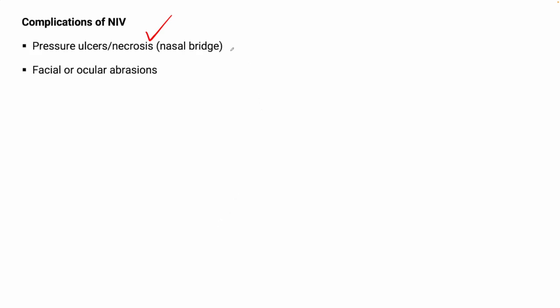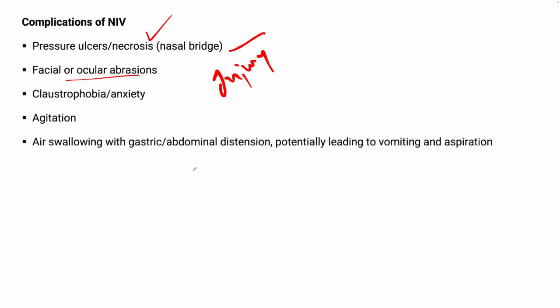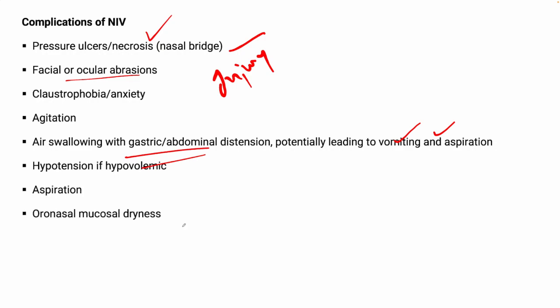Now what are the complications of NIV if you provide it? One is pressure ulcers or necrosis. Another is facial or ocular abrasions, that is injury. Claustrophobia or anxiety, agitation. Air swallowing with gastric or abdominal distension, which will lead to vomiting or aspiration. Hypotension if a hypovolemic patient is there. These are the complications you will see. Then aspiration. Oronasal mucosal dryness. Remember very well, because it will create dryness and itching in the nose.